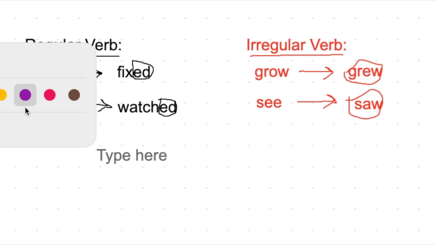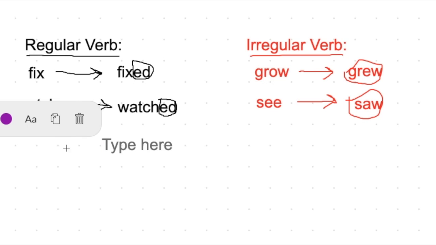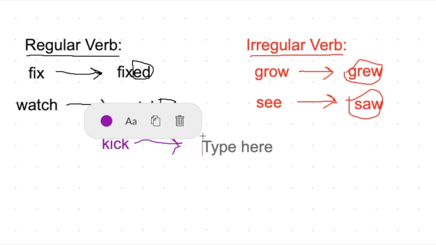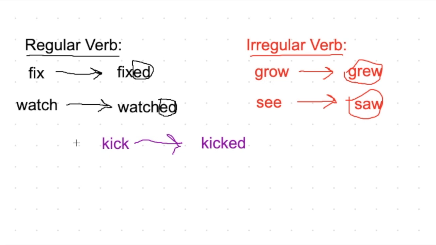I'm going to change the color. So if we have a verb like kick. To know if it's regular or irregular, we have to think about what is the past tense form of the verb. The past tense form of the verb kick is kicked. We can add ed to the end. So this is a regular verb. We were able to just add ed.